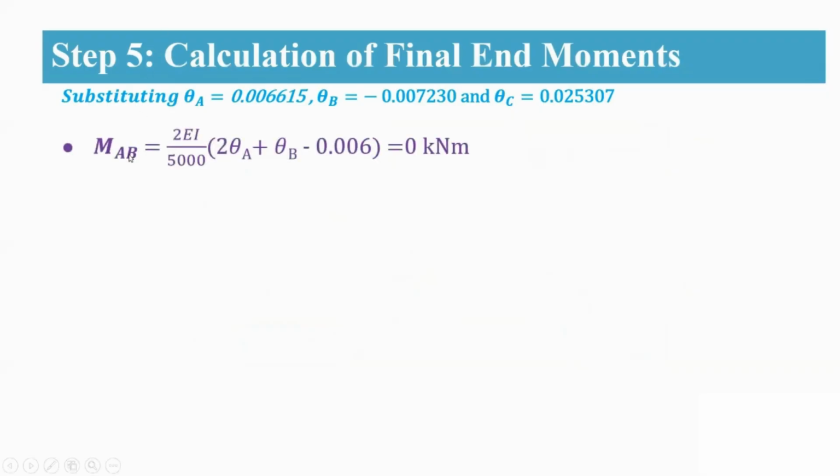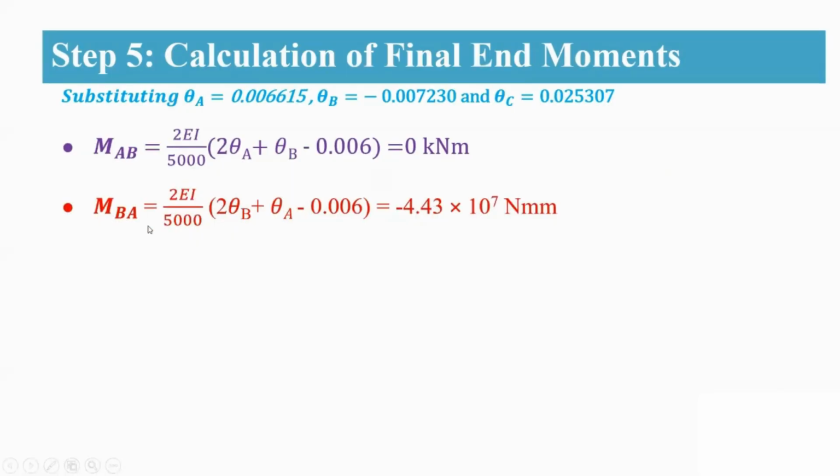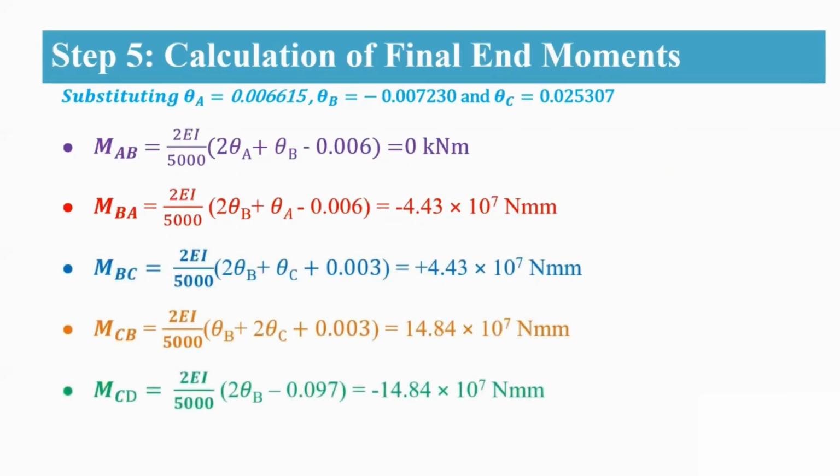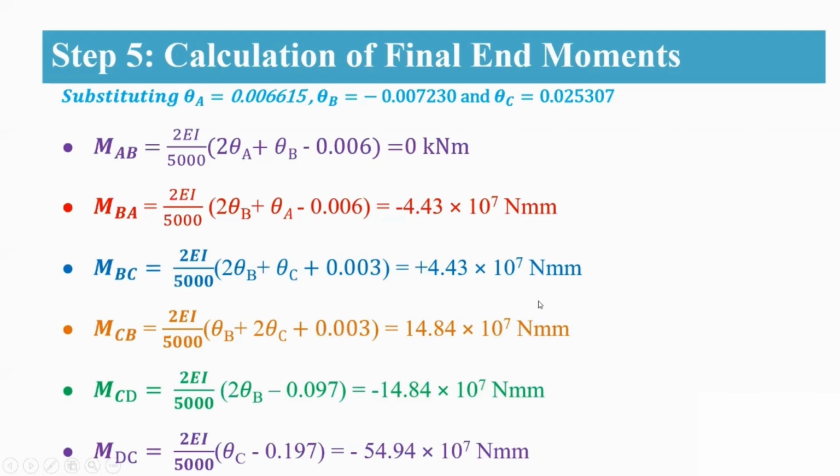So this is your MAB moment, and next is your MBA moment, then MBC, then MCB, then MCD, and MDC moment. These moments are all in Newton mm. And the first one, anyway, you're getting a zero value. Why? Because it is a hinge support.